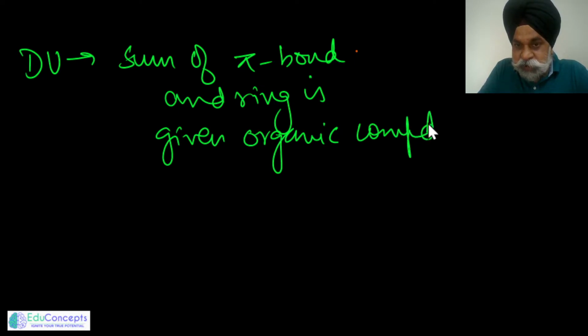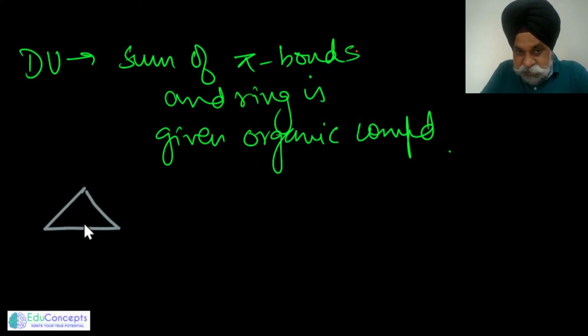Now what does it mean? I have just spoken it in a very simple way: it is the sum of pi bonds or rings given in an organic compound. Here also I am not defining what exactly we mean. If I write some compound like this, it has one ring, isn't it? You can see 3 carbon atoms joined in a cyclic ring. So I shall say the degree of unsaturation for this is 1.